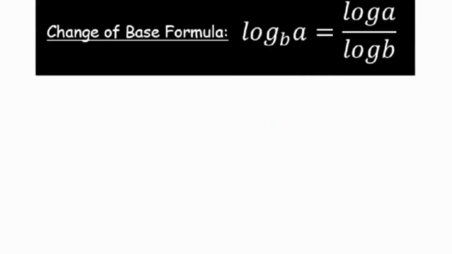So the change of base formula says that if I have basically any log base b of a, I can always do the common log of a divided by the common log of b. And students will often ask, so this works all the time? Yes, it works all the time, as long as you always divide by the log of the base. You want to set it up the right way so you're dividing by the log of the base.